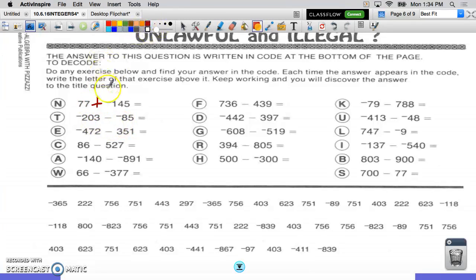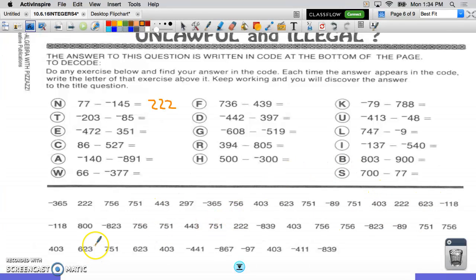Change the sign of the second number. It's negative 145, so now I'm going to make it positive, and I will follow my addition rules. So 145 plus 77. 7, 8, 9, 10, 11, 12. That's also 12. You have 222. So your answer for this one is going to be a positive 222, where you can put an N.